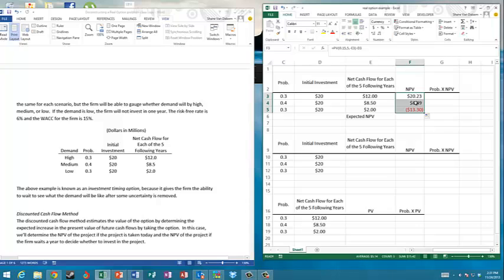And then I just pull that down, and I get a net present value in each state of the world. To find out my expected NPV, I'm going to multiply my probability of that state of the world occurring by the NPV. Then I'm going to take the sum of those products to get an expected NPV of $5.48 million. So we could look at that.